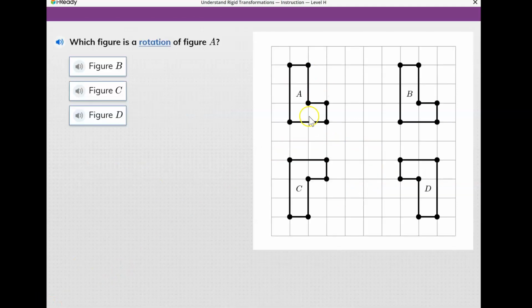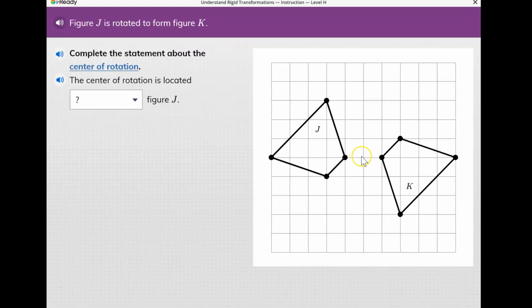So which figure is a rotation of figure A? Is it B? Is it D? Or is it C? We obviously know in this case the answer is D. It's rotated about the center of this point right here. This is the center of rotation. Figure A is rotated to form figure D. So the center of rotation, when we rotate J to K, is right here in the middle. So it is outside of figure J.